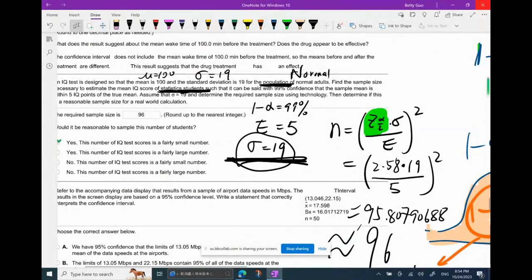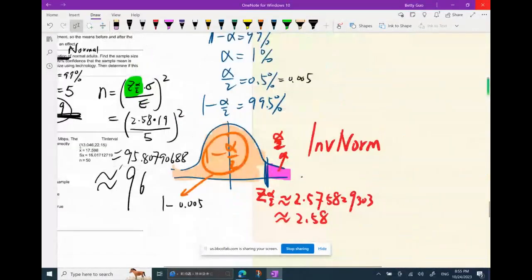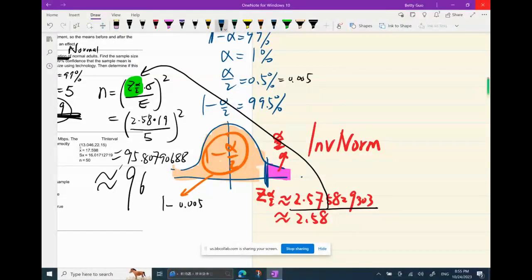Let me try if I rounded the 2.58. 2.58 times 19 divided by 5 and then raised to the power 2. Oh, yeah, it's a rounding. You know what? I think we should put this value. Yeah, I misled you, my bad. We should put that value for the critical value.